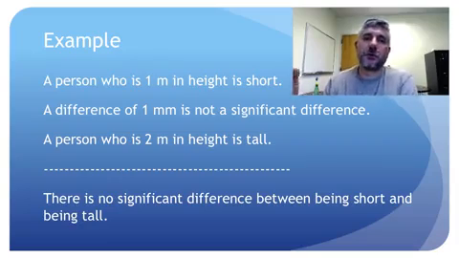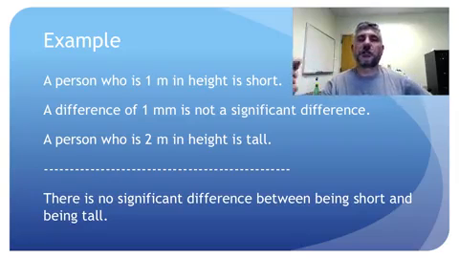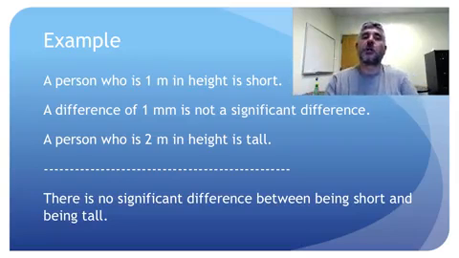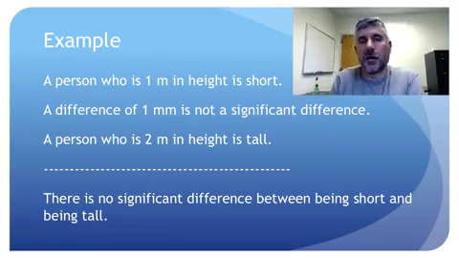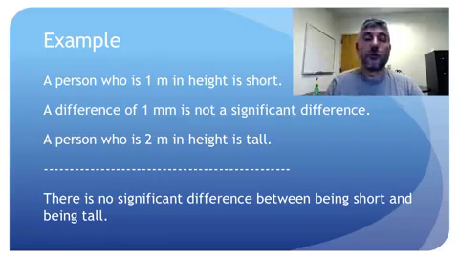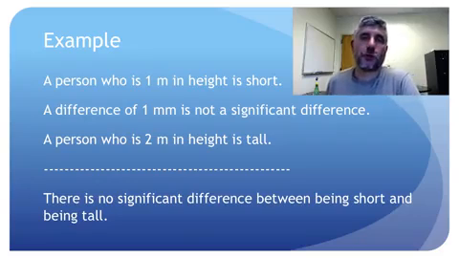Right? The difference between being 1 meter in height and being 2 meters in height is made up of a series of 1 millimeter differences, and 1 millimeter differences are not significant differences in human height. So the argument concludes the 1 meter difference in human height between a 1 meter person and a 2 meter person, that 1 meter difference in human height is itself not a significant difference. So there is no significant difference, the argument concludes, between being short and being tall.